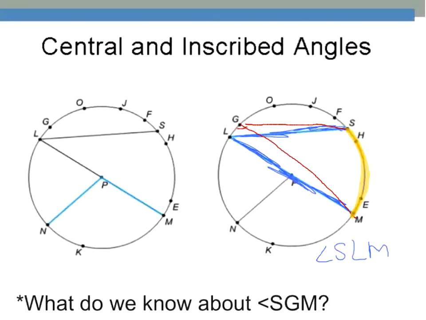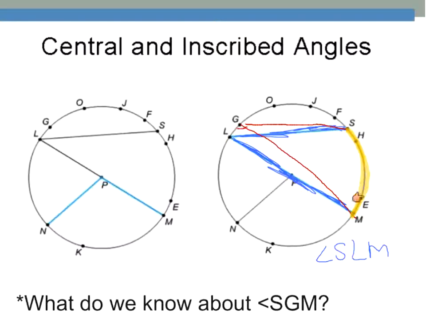Even though they go to a different point on the circle, SGM has this arc. SLM has the same arc. Here's a new geometry term for you guys. If two angles have the same arc, guess what that means about their angle? It's the same angle. That's cool. That is like super cool. That tells us so much.